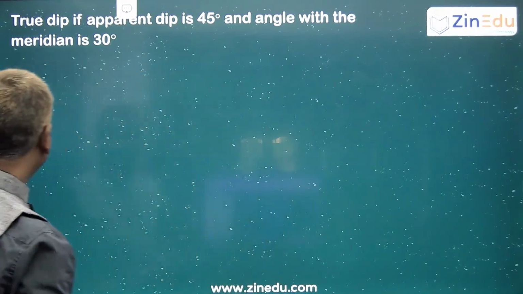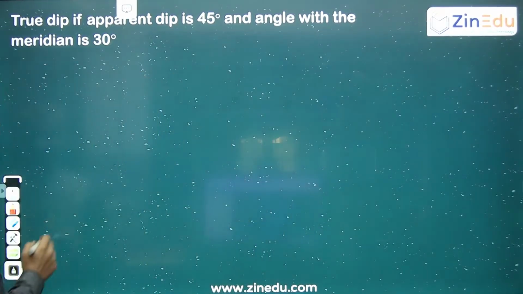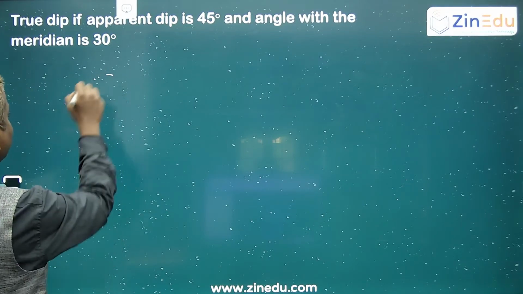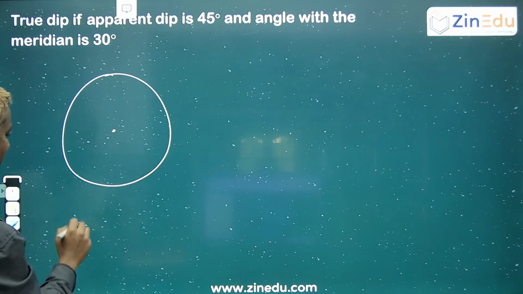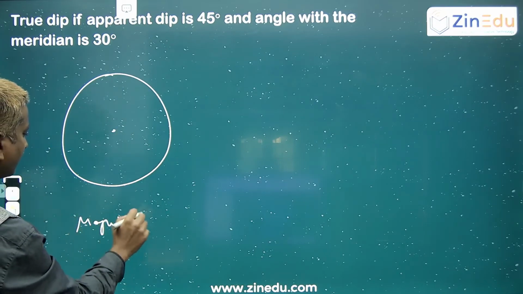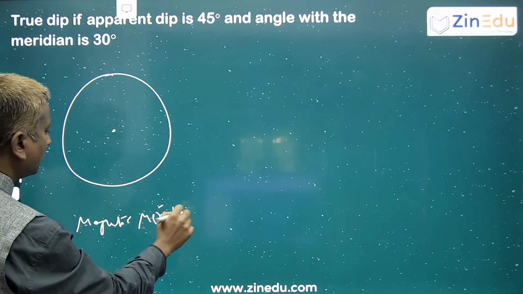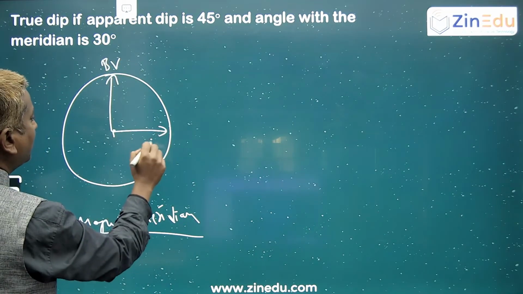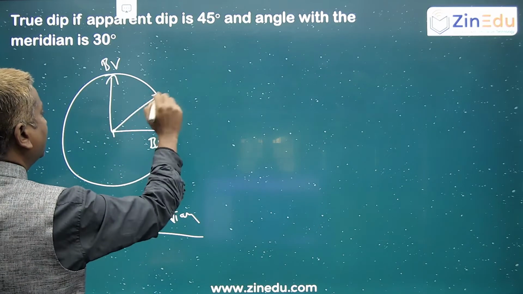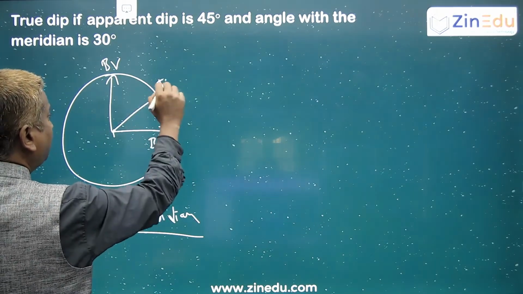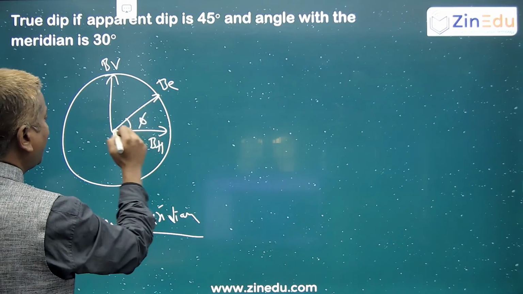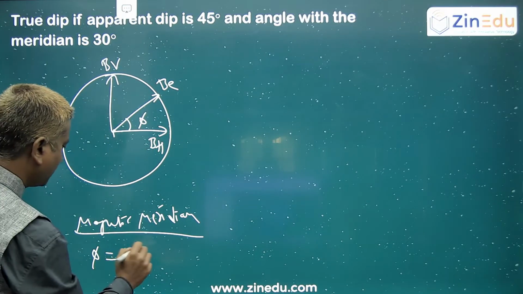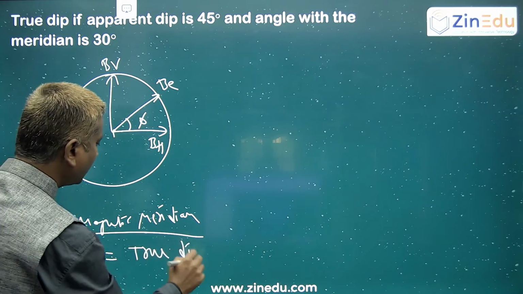So I will draw the magnetic meridian first. It is a vertical plane, and you are placing a compass like this. This is the magnetic meridian. Vertical component BV, horizontal component BH. This is the exact earth magnetic field BE, which will make an angle phi. This is the true dip, where phi is called the angle of dip, the true angle of dip, which we have to calculate.